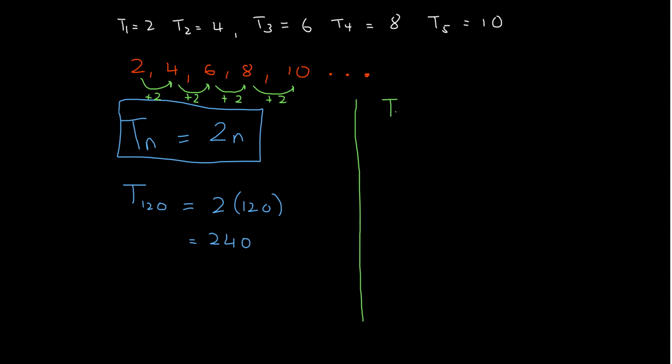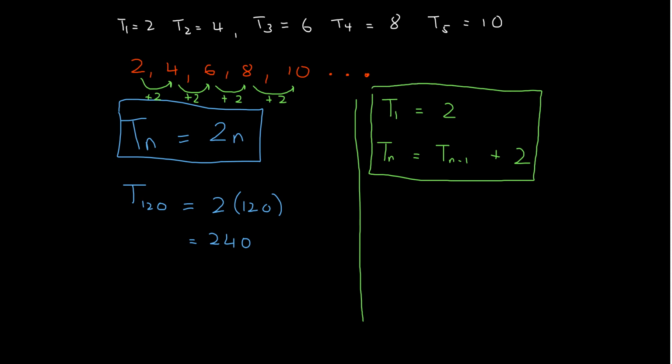So I'm going to do another definition. First of all we say T1 equals 2, and then I'm going to say, what is T of n? Well, I get the number in the position before it, that's T of n minus 1, and I add 2. This definition that I've written here is called a recursive definition, and if it's recursive it means it refers to itself. So T is like our function, and we've seen functions before, and our definition for T has another T in it.